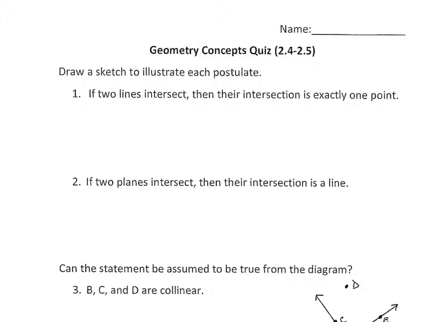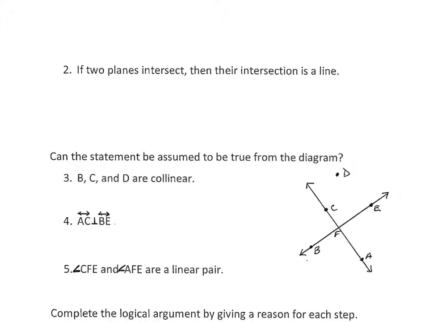In number 2, if two planes intersect, now remember a plane is going to look something like this. That would be an example of one plane. But when two planes intersect, meaning they cross, their intersection is a line, which kind of makes sense. Just think of a box.